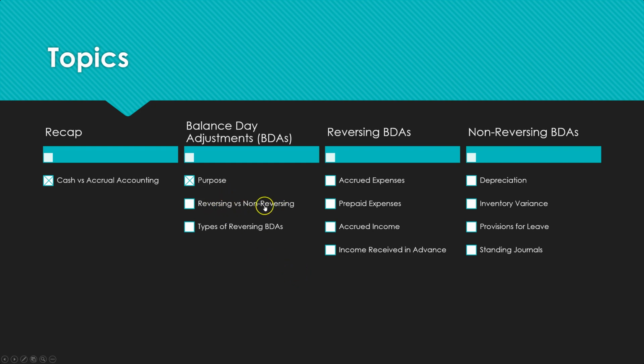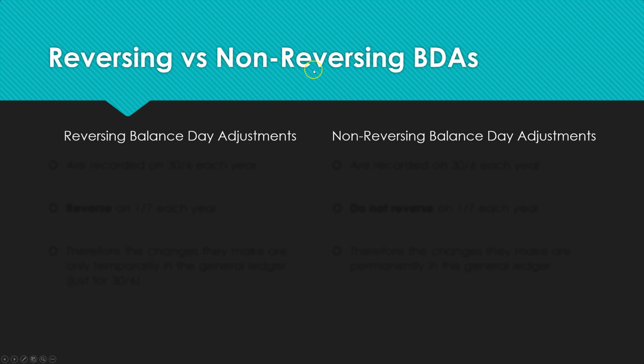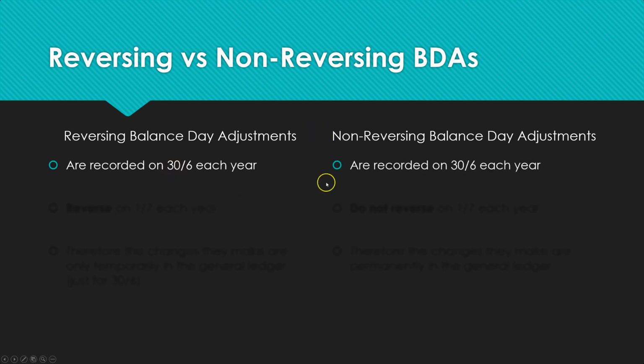There's a couple of categories that we're going to go through in detail. So they're called reversing and non-reversing balance day adjustments. Alright, another side-by-side comparison. On the left we have reversing, and on the right we have non-reversing. Now they're called balance day adjustments because our balance day is 30th of June. And on both sides here, for both categories, we are going to be recording the balance day adjustment on the 30th of June.